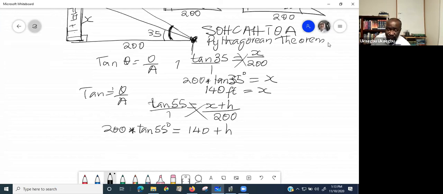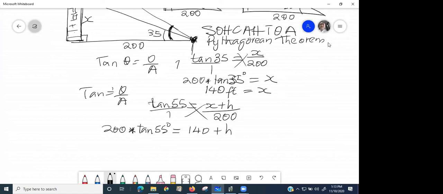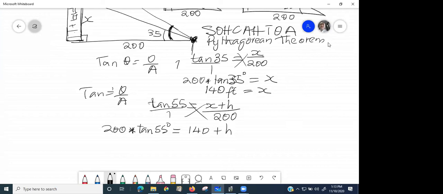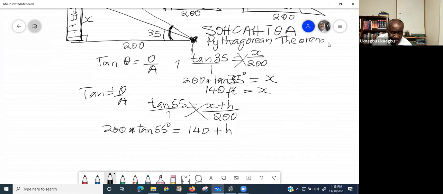I'm going to call names now. Carlos, go ahead. What does 200 multiplied by tan 55 give you? Use your calculator. Bianca, go ahead as well. Press your calculator and let's have the result. Whatever it gives you, tell us. Raiz, Santiago, the same thing. Cynthia, the same thing. Terrell, the same thing. Leslie, I'm waiting.